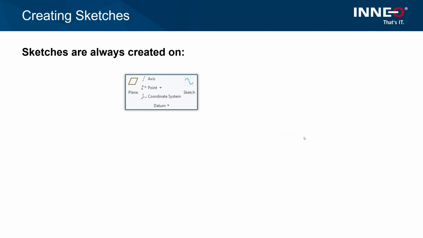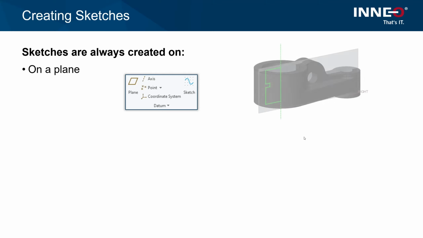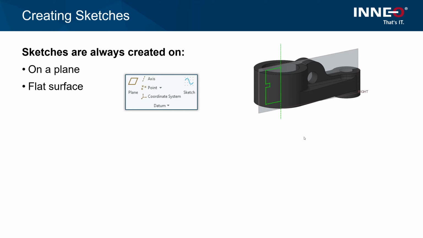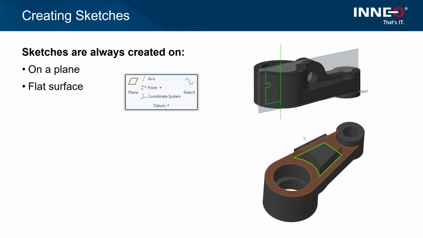So when we create sketches, the sketch is always created on a plane. It can be one of your default planes that you've got inside a new model, or it can be on any other extra plane that you've created in the model. It could be a plane offset, or a plane through a center, or an axis, or a point, or any flat surface on the model as well. So you can take any existing surface of any feature that you've already created, as long as it's flat. You can then pick on that surface and start your sketch feature.